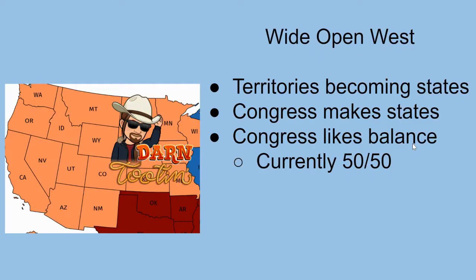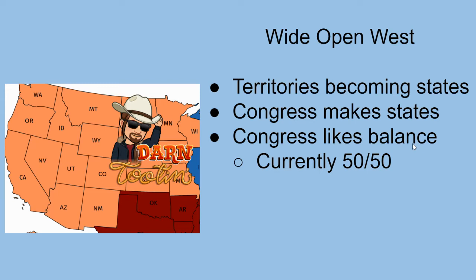This brings us to the wide open West. Territories out here are starting to become states. Now, of course, this is a modern U.S. map where we can see what those states become. Congress makes those states. And so in this time period, it's just the Louisiana Territory. It's been mapped by Lewis and Clark, but pretty much it's just the wide open West.